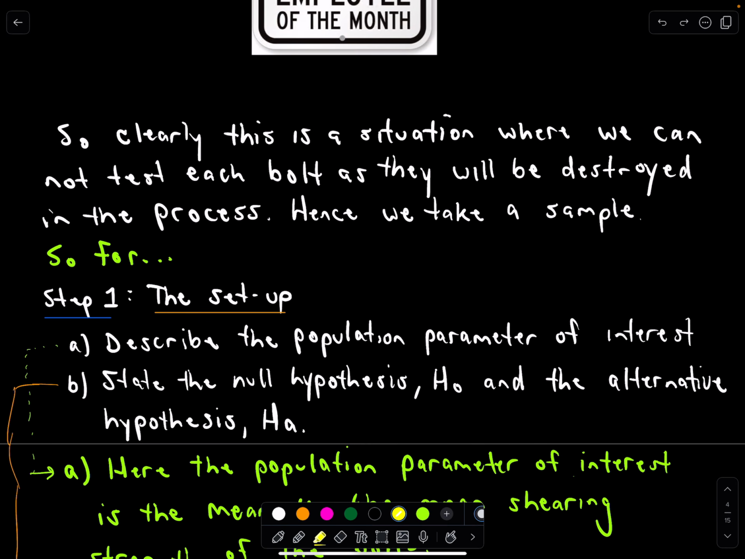Now, why can't we simply just go and test the bolts, right? There are situations like this where you can't test the bolt to see where it fails, because once you know where it fails, well, the bolt is broken. You can't repair it and use it again. So in this case, we would have to take a sample, and then based on that sample, we're going to make a judgment about all of the bolts.